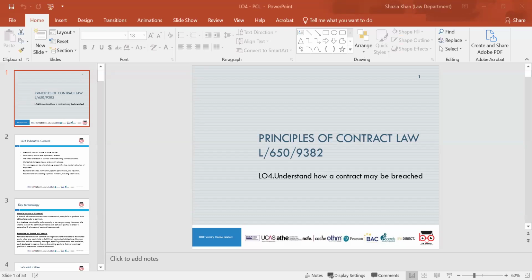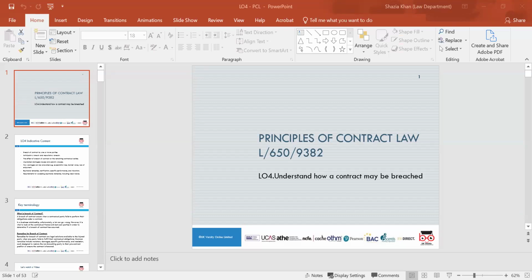And we looked at them with reference to cases such as, for common mistake, Bell and Lever Brothers, 1932. We also looked at mutual mistake with reference to the case of Raffles and Wiltshire, 1864, and unilateral mistake, the case of Hartog and Colin Shields, 1939. We also looked at elements of misrepresentation and the different types, such as fraudulent misrepresentation, with reference to the famous case of Derry and Peake, 1889, negligent misrepresentation with reference to the case of Hedley Byrne and Heller, 1964, and innocent misrepresentation.